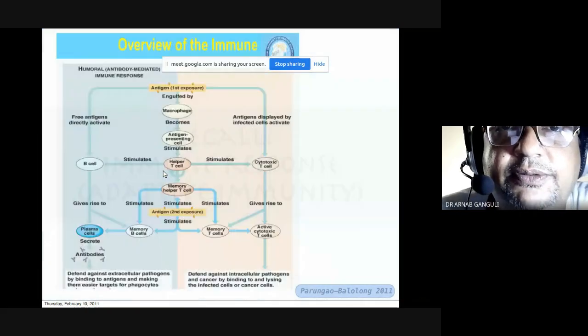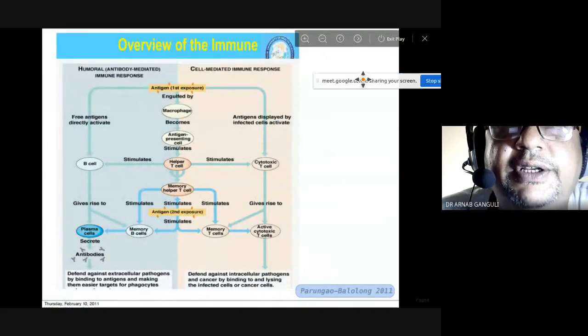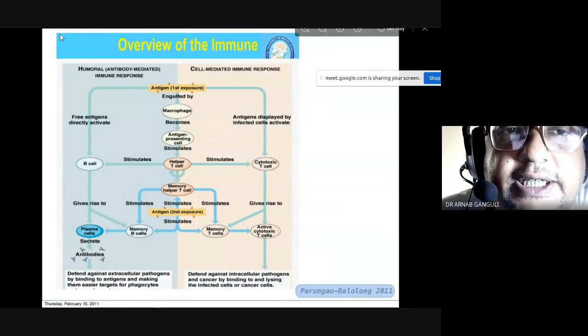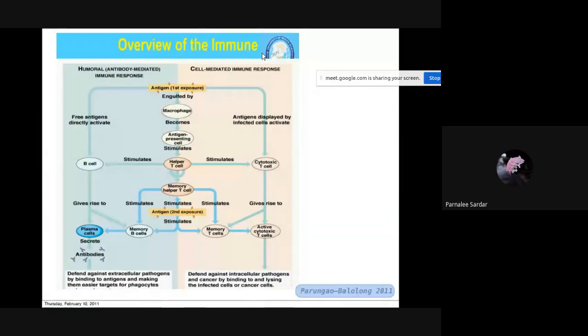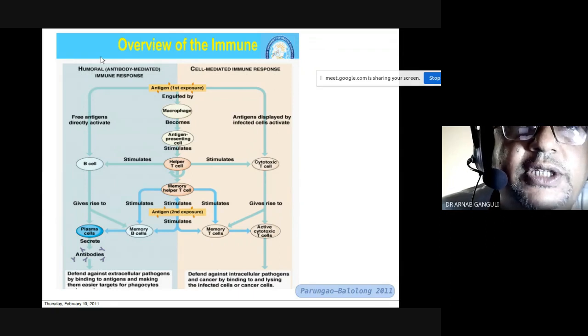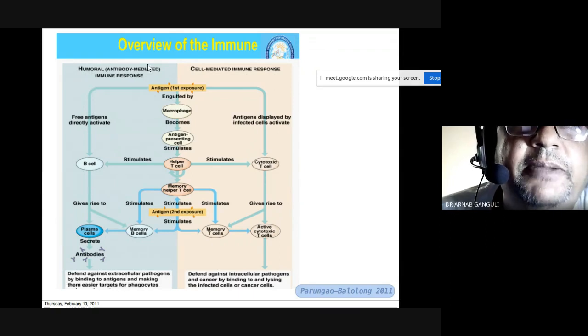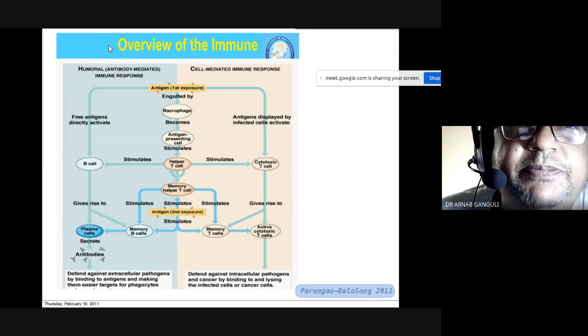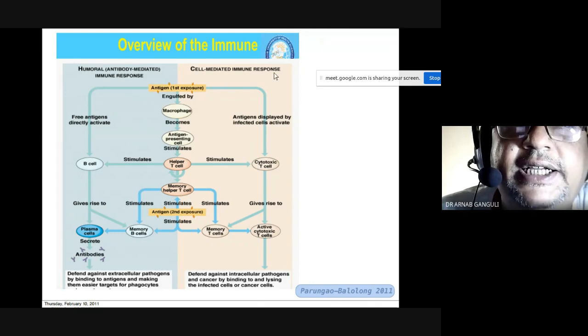Okay. So if you recall, can you see this? Yes, sir. If you check the overview of the immune system, you know that there is the antibody mediated or the humoral immune response, and you have the cell immune response.